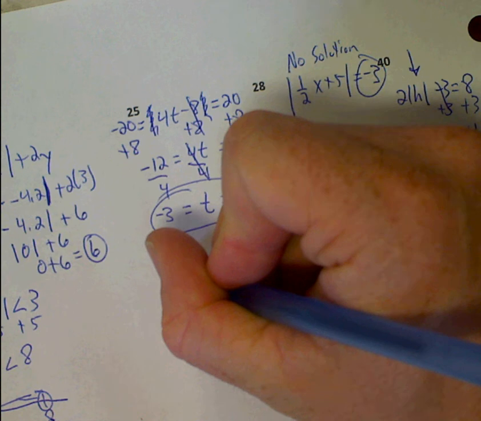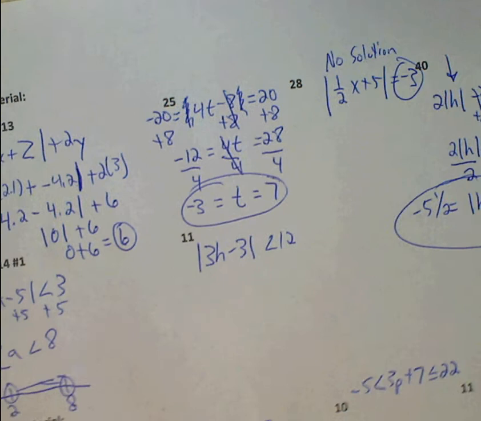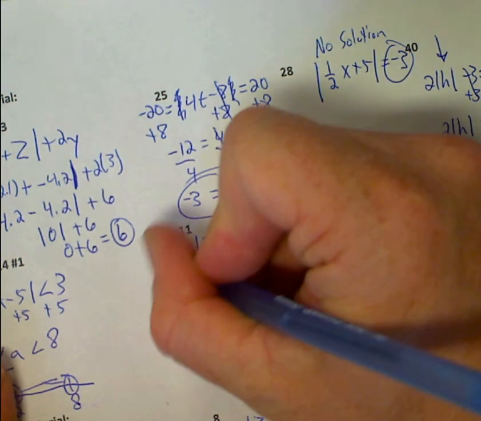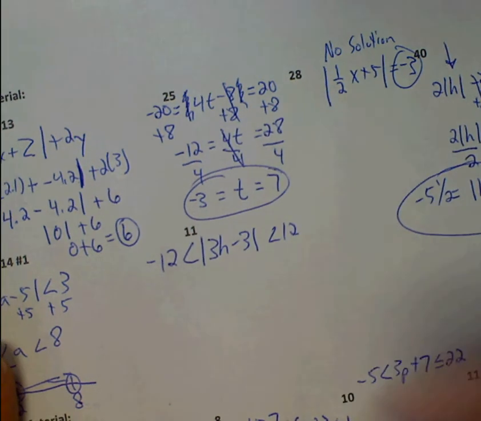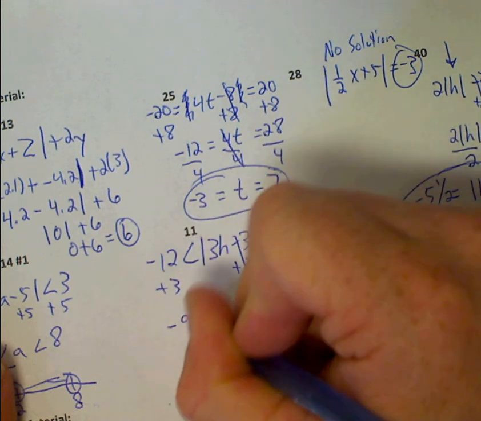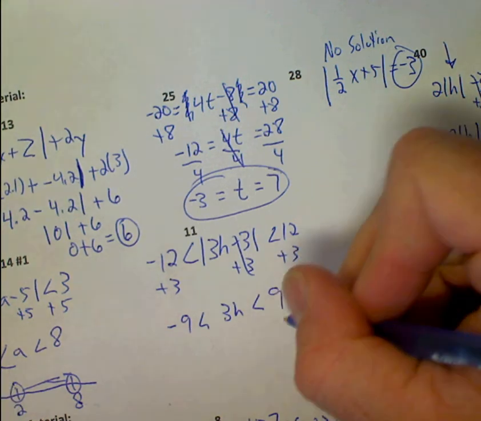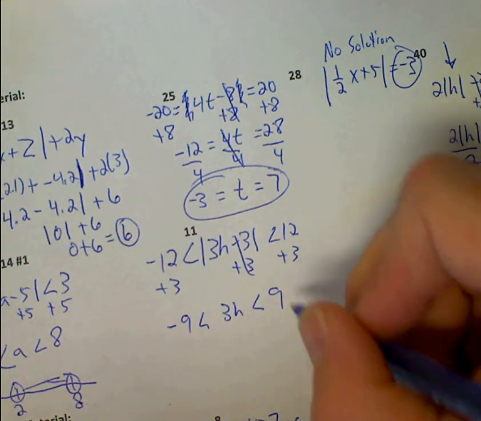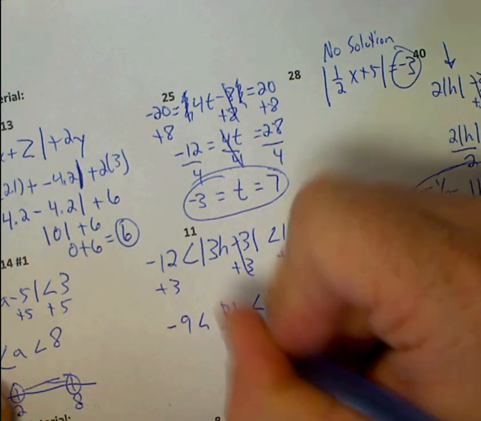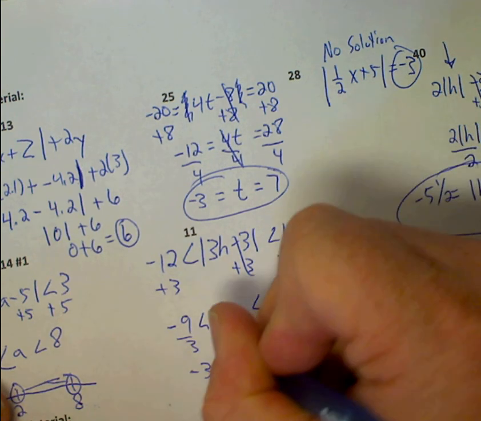On number 11, absolute value of 3h minus 3 is less than 12. So the absolute value is by itself, so I'm going to go ahead and put negative 12 to both sides. I'm going to add 3 to everything. That gives me negative 9, 3h in the middle, my sign, 9. So now I can go ahead and divide by 3. Divide by 3, divide by 3. I'm given negative 3 less than h less than 3.